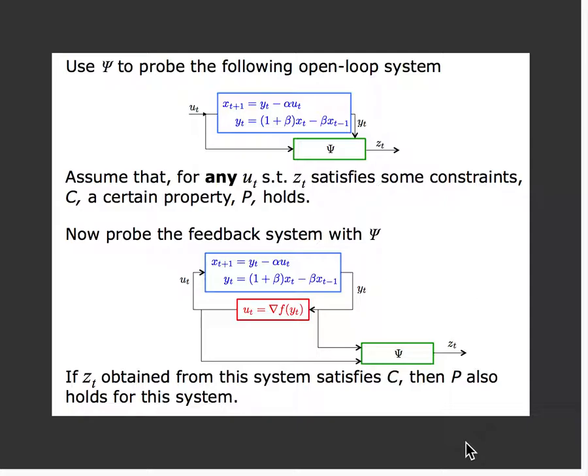Okay, so what questions do you have about this slide here? This is normally the most confusing part of the talk.